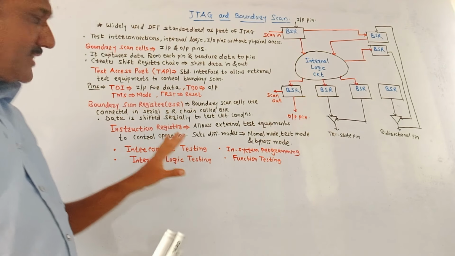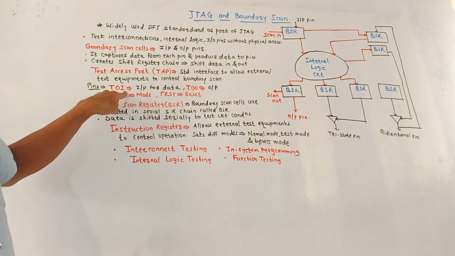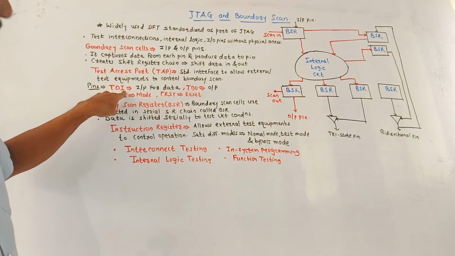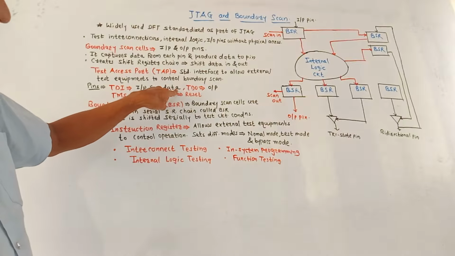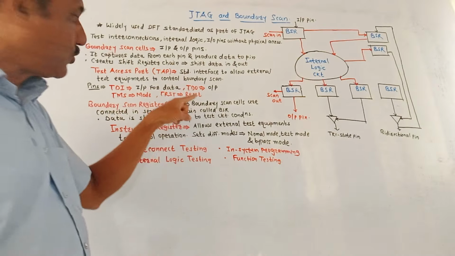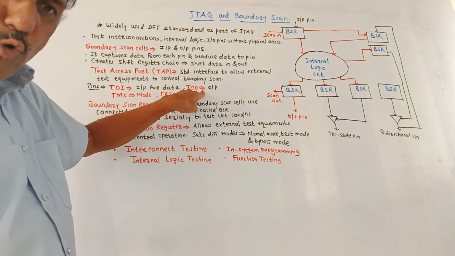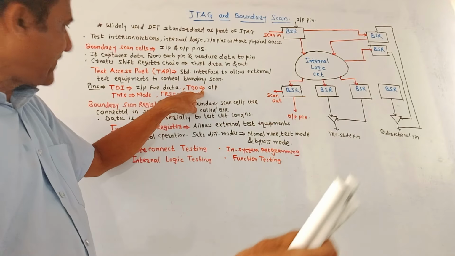It's very simple as such. So four major pins are there. One is TDI, that is test data input. So it is the input for the data. This pin accepts the data which is to be applied to the circuit for the testing purpose. Then TDO, test data output. From this pin, the data is taken out.